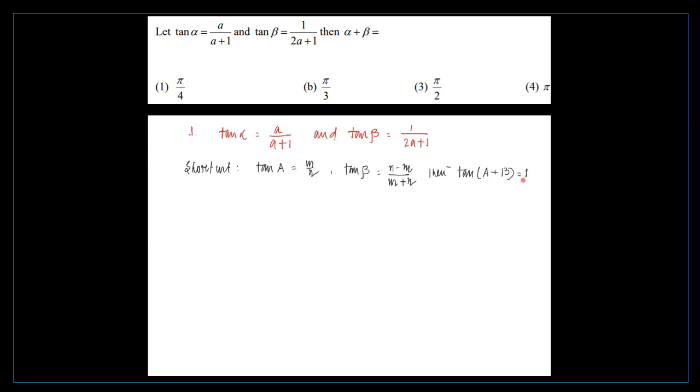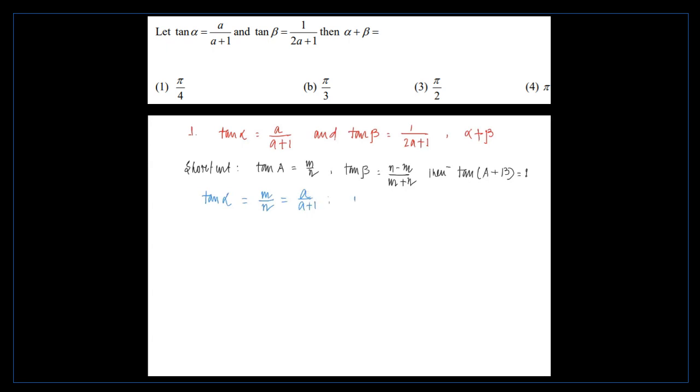Now we try to correlate this shortcut with this expression, because in this present sum we have to find alpha plus beta. So let us write the given expression tan alpha in m by n format, that is a by a plus 1. This shows that m can be taken as a and n can be taken as a plus 1.